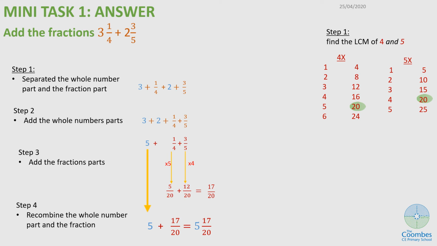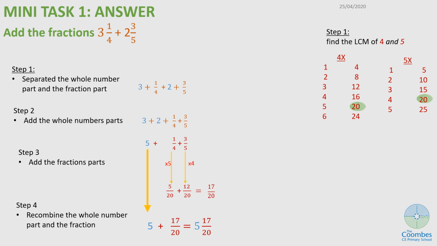I'll leave it there and then find multiples of 5. 5 times 1 is 5, 5 times 2 is 10, 5 times 3 is 15, 5 times 4 is 20, 5 times 5 is 25. And I can see there is a 20 here and a 20 here. These are the lowest common multiple. So I'm going to rewrite the fraction here with a denominator of 20. So this one also has a denominator of 20.